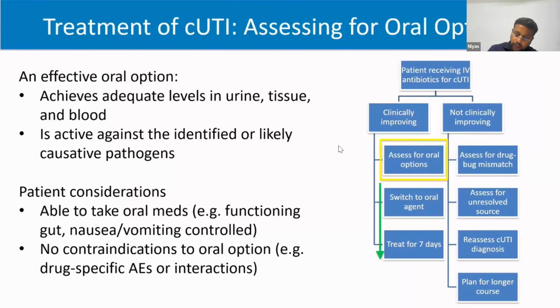And what is the total duration of treatment? Total duration of treatment of acute pyelonephritis is 7 days. It's not 10 days, it's not 14 days, it is 7 days. Even if the patient has bacteremia, current guidelines say that you can treat this patient with 7 days therapy, and that is sufficient.